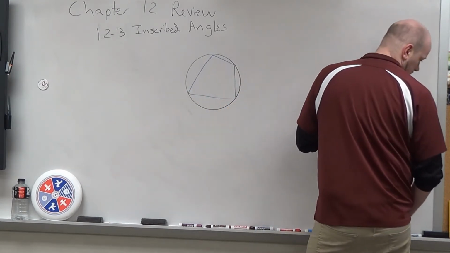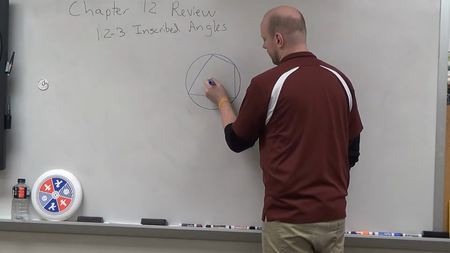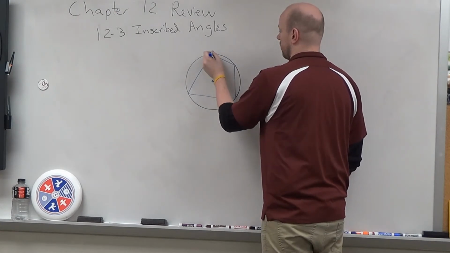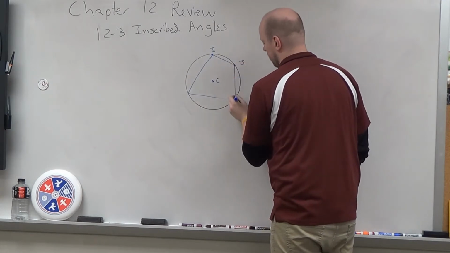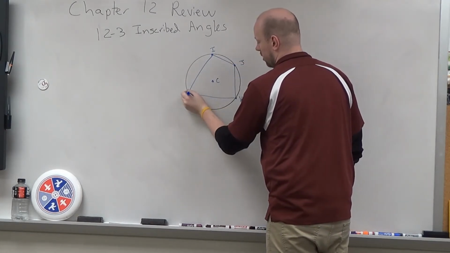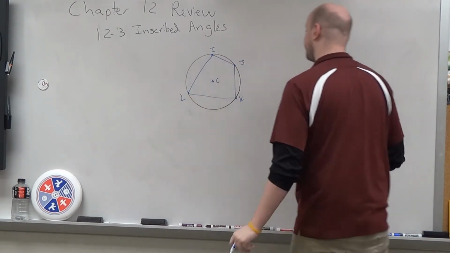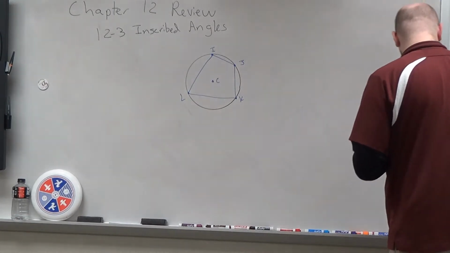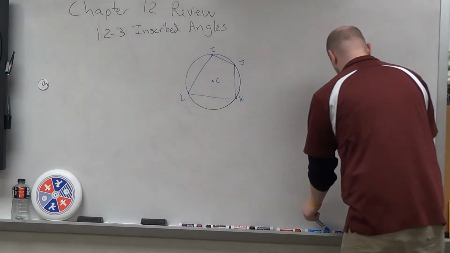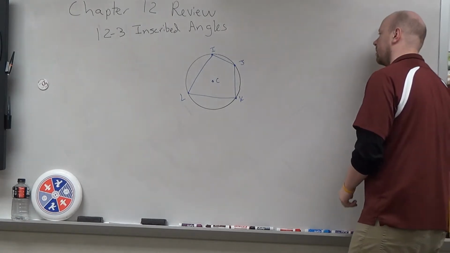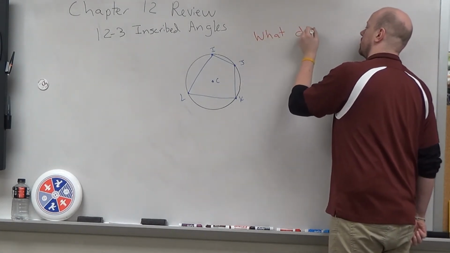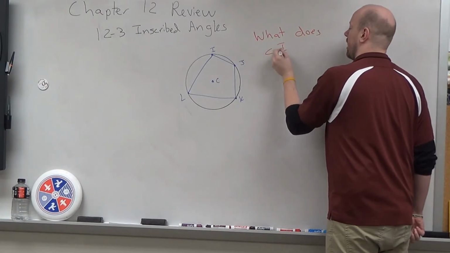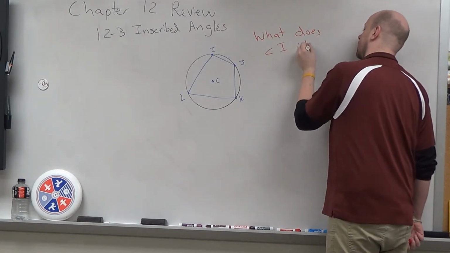Okay, let's see, I need letters, so this is my center C. So let's go with I, J, K, L. Okay. So I have a question such as, what does angle I intercept?